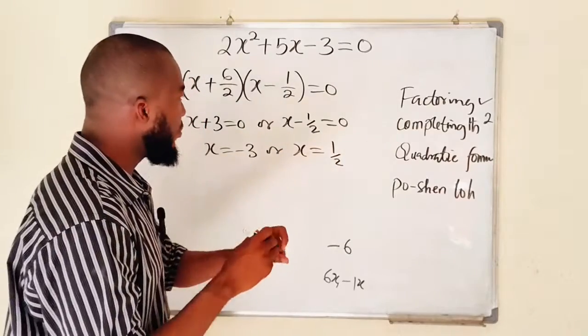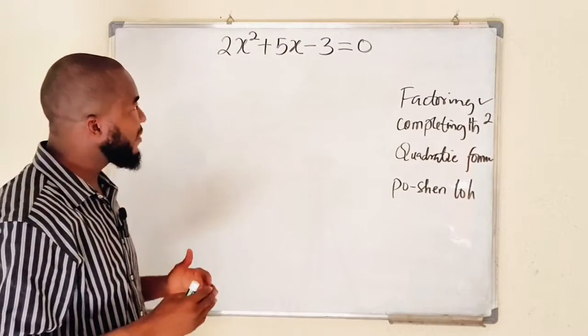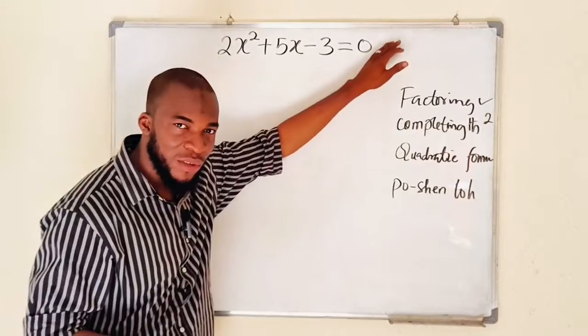Let us move on to the completing the square method. The completing the square method, the first step is to take the constant term to the other side.